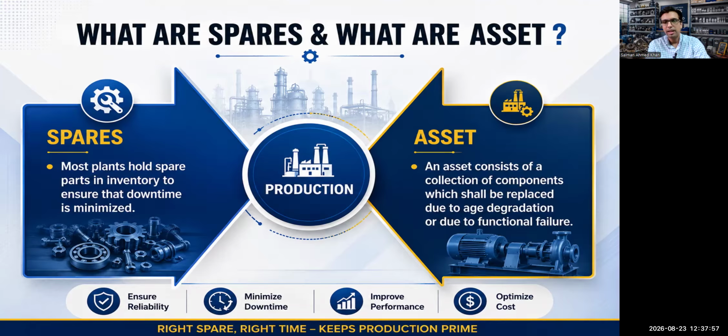tools and equipment. And if we talk about assets, as I have already explained in my previous videos on budgeting and planning, an asset is that part or component which has a life greater than 1 year, and which the industry needs to replace due to degradation or functional failure, in order to have smooth production and a running business, to achieve profitability by ensuring reliability, minimizing downtime, and improving the process.